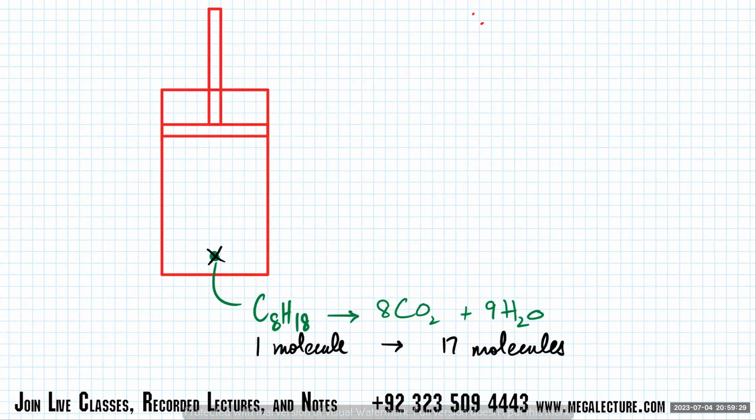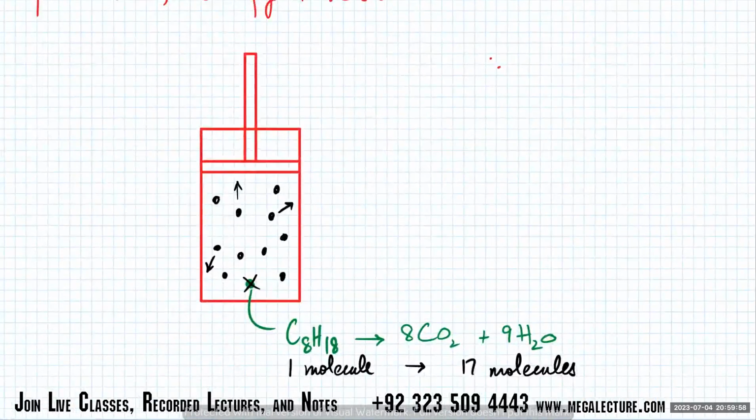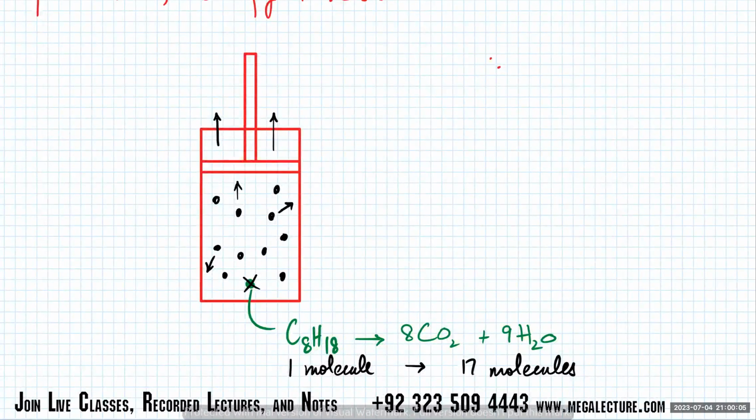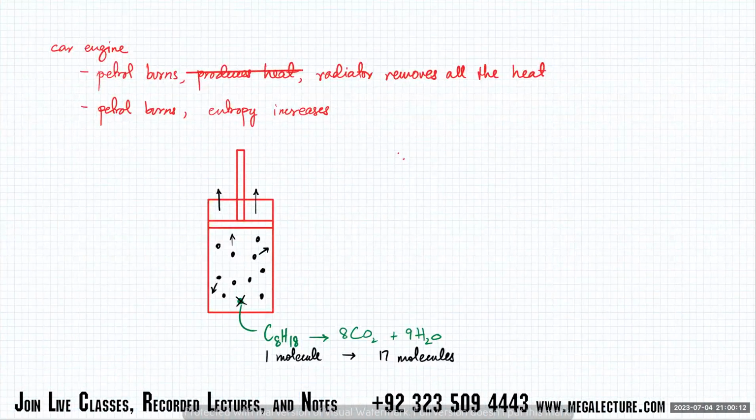So all of a sudden, this one molecule, after the reaction, gets converted into 17 smaller molecules, right? That means there's a lot of gain in disorder. Now in this car engine, this piston over here, the disorder has increased. So when disorder increases, the molecules collide with the walls of the container and start pushing the piston upwards, right? That's how whenever disorder increases, work gets produced. Pistons start moving because of the disorder that's increasing.